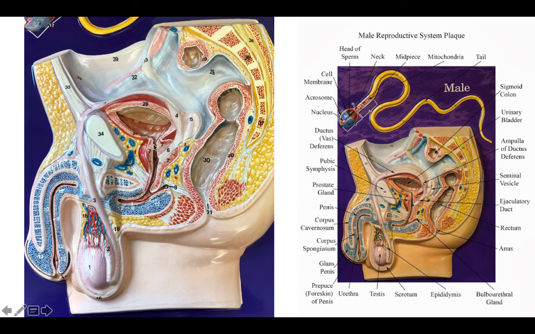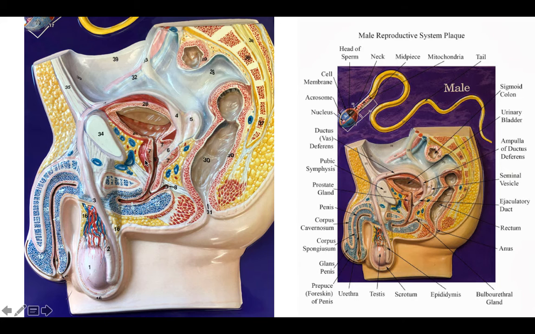So again, there's the prostate gland. Now what's interesting, the prostate gland also produces an alkaline substance that helps to neutralize the acidity of the female reproductive tract. And it makes up about 25% of the semen volume.